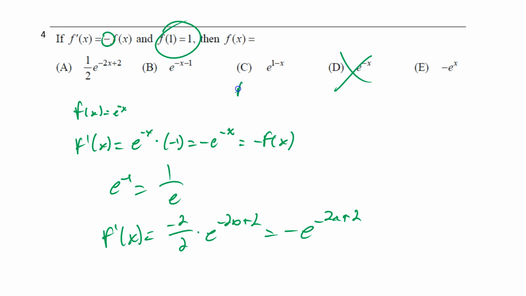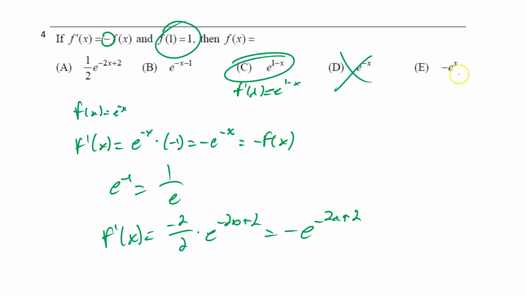So definitely f prime of x would be negative e to the negative 1 minus x. Okay, so that works out. We get the opposite of the original function when we take the derivative. If we plug in 1, hey, 1 minus 1 is 0. E to the 0 is 1. Looks like C is our winner.